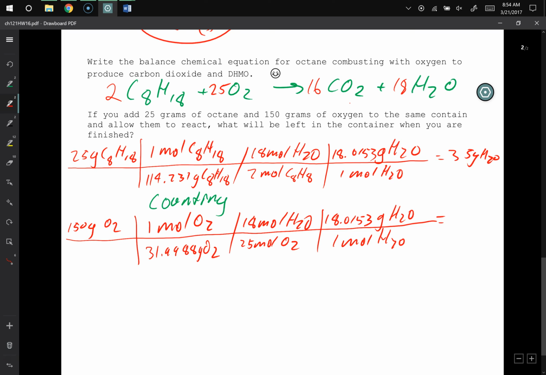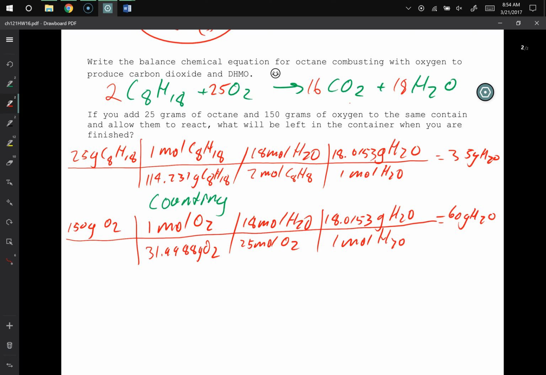150 times 18 times 18.0153 divided by 25 divided by 31.9988. 60 grams H2O. Okay, what do we know?